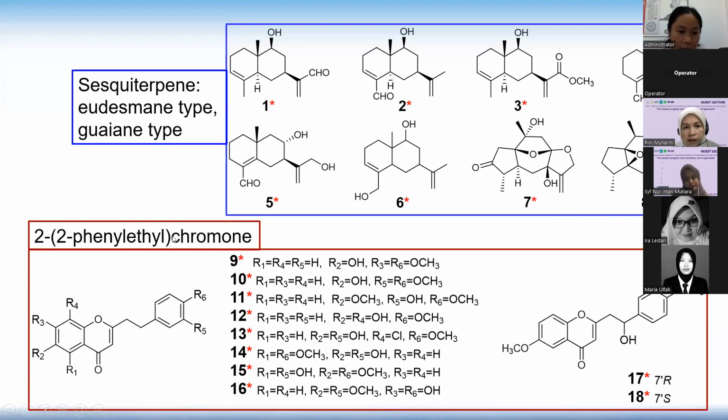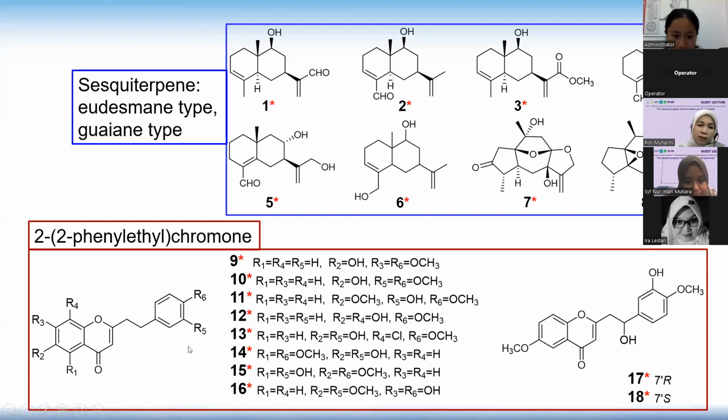And the second type of compound is 2-(2-phenylethyl)chromones. This compound is also very typical in agarwood. Later you will find it. But this compound is very seldom found in other plants. Compared to the flavonoid structure, there is an ether group here, a group between the chromone and the benzene ring. But for the flavonoid, here it doesn't have this group.